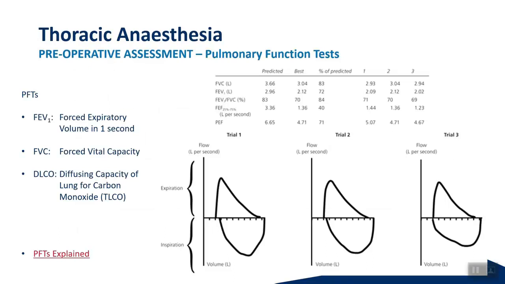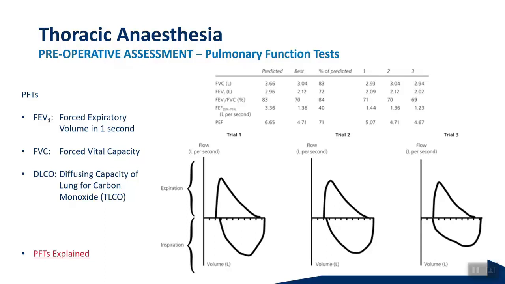FEV1 allows for assessment of respiratory mechanics while DLCO is used to assess lung parenchymal function. For pre-op assessment, FEV1 should always be expressed as % of predicted volumes, corrected for age, sex, and height. An example of results obtained from APFT is shown. The best result from a trial of 3 attempts at spirometry is used.